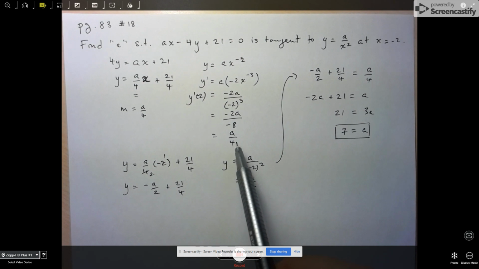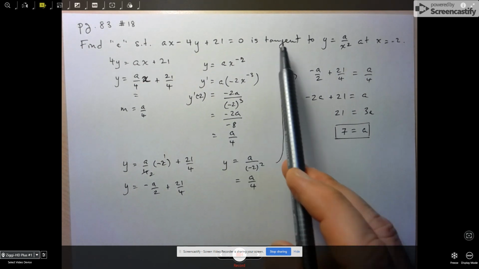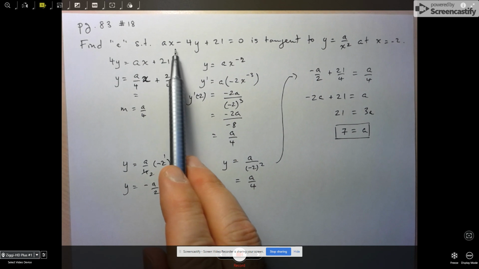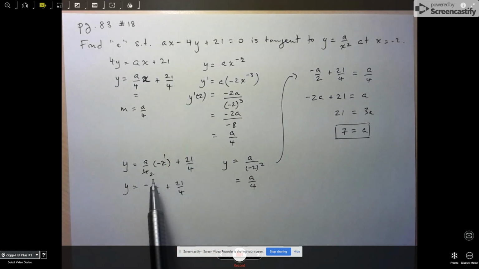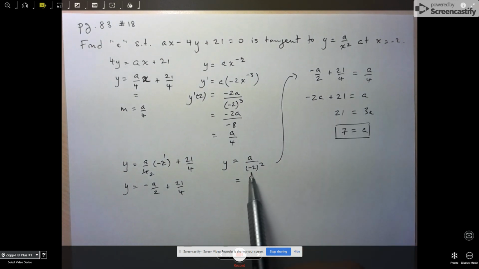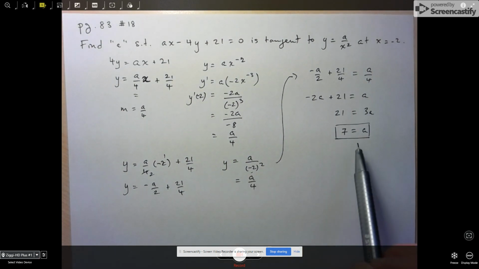So that's where we had to use the other condition on being tangent to a curve, as they also have to share a point at that x value. So we knew that the y value of the line at -2 had to be equal to the y value of this curve at -2, and from there we were able to solve for the a value. Okay, that's it for this one.